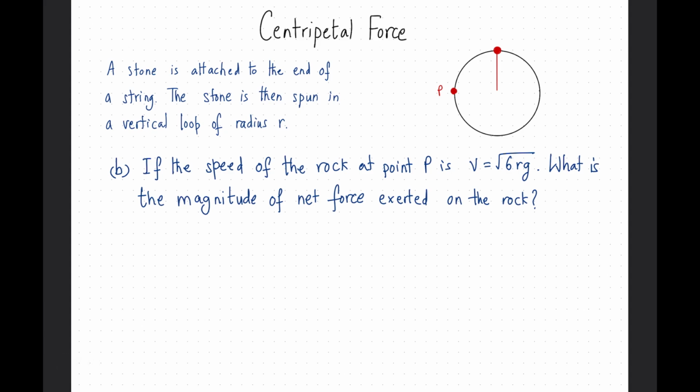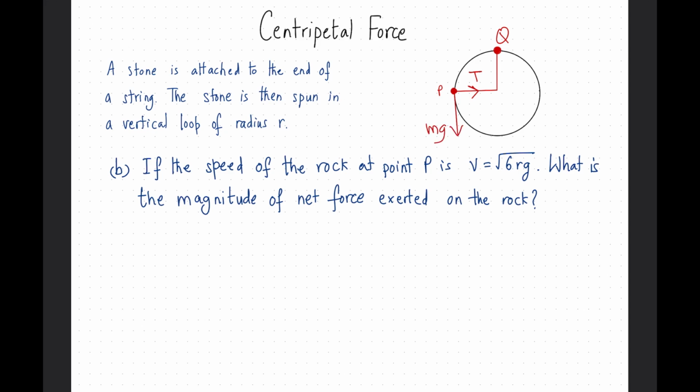Next, it says if the speed of the rock at point P. So look at point P. So this was Q in our previous part at the top of the loop. But now we are not looking at the top of the loop. We are looking at point P. So at point P, obviously there will be a force acting towards the center of the loop, which will be the tension force because the stone is attached with a string. And there will be a force of gravity which is going to act vertically downwards.